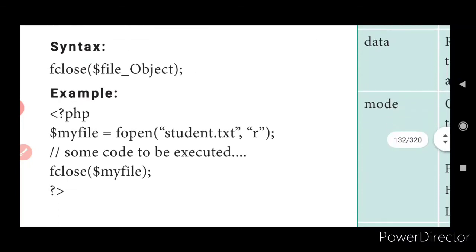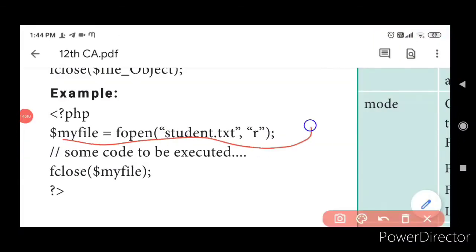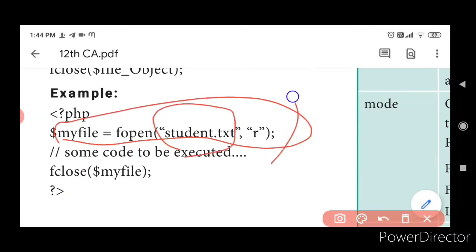Have a look here. My file is equal to fopen of student.txt of r. This actually represents that we are going to open a file called student.txt in a read mode. Fine. Now what are we going to do? We are going to close a file. For closing a file, what should we use? We should use file object. What is file object here? It is going to be my file.